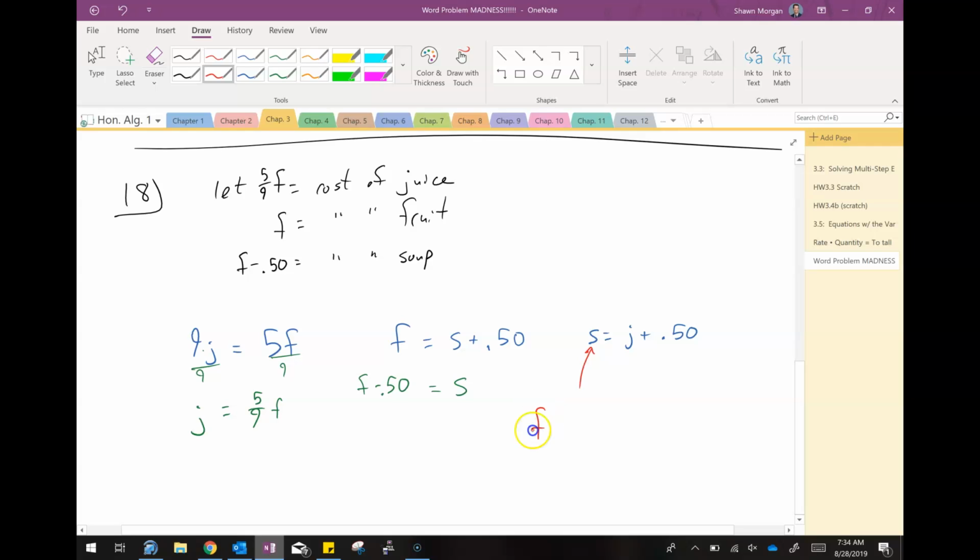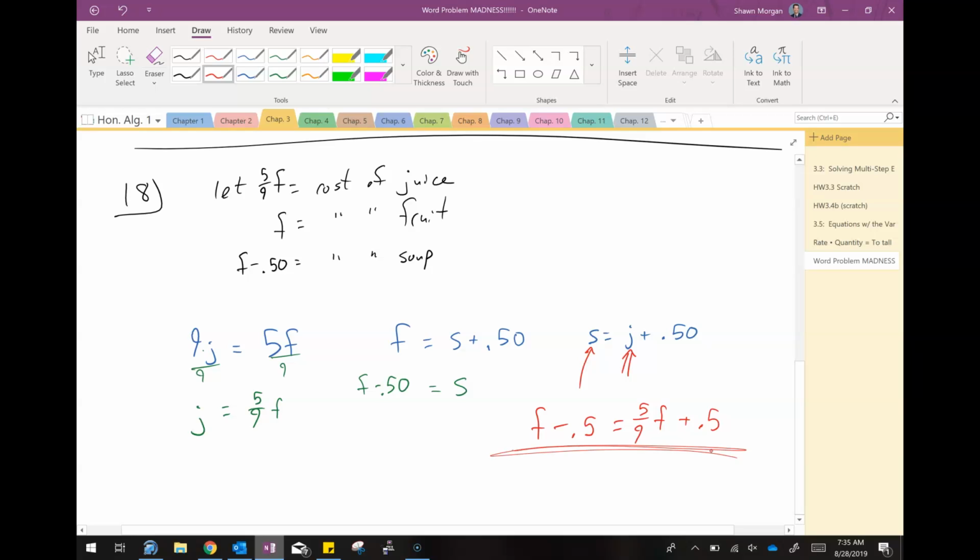So I could say F minus 0.5 or 0.50, whatever. And then instead of J, do the exact same thing. Well, what could I write instead of J? What do you think, Grady? 5/9 F. And then don't forget the plus 50 at the end. And now look at what we've got. Just like Will said a moment ago, I think, we've got one equation in terms of one variable.